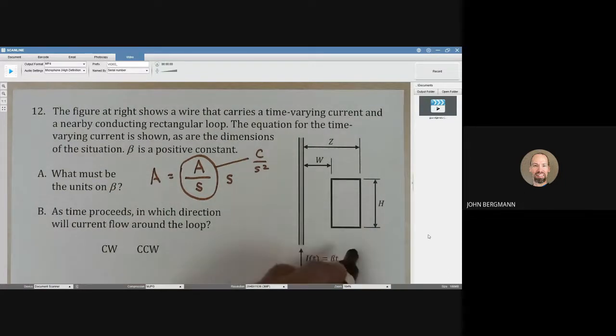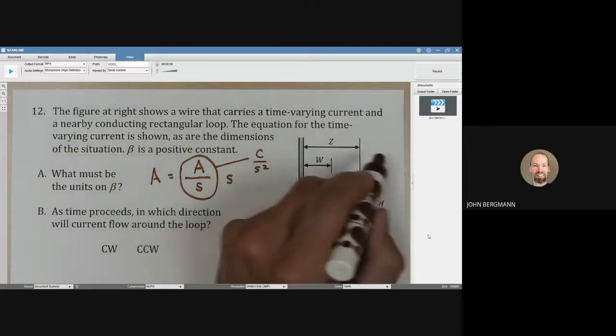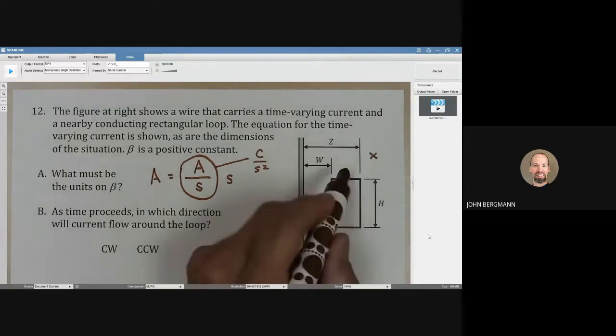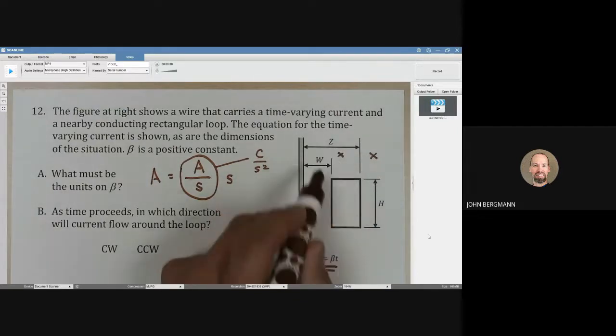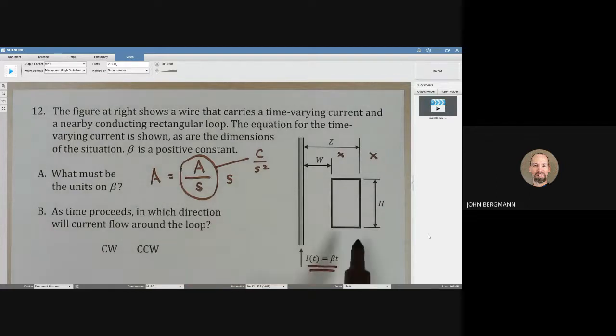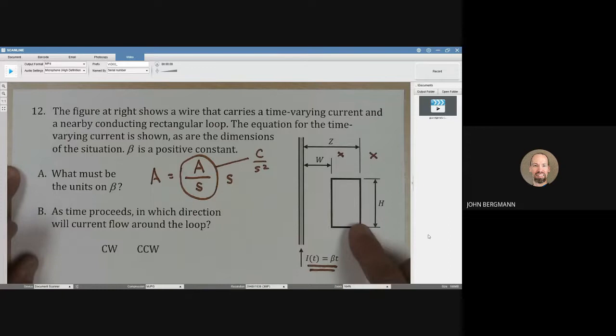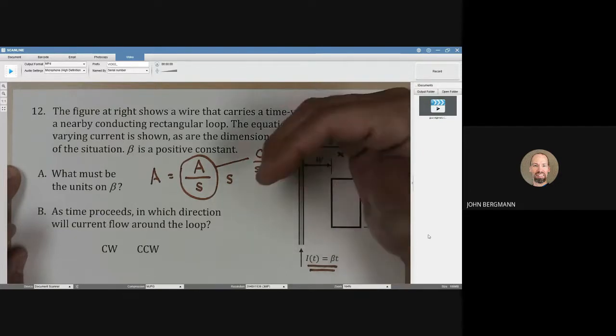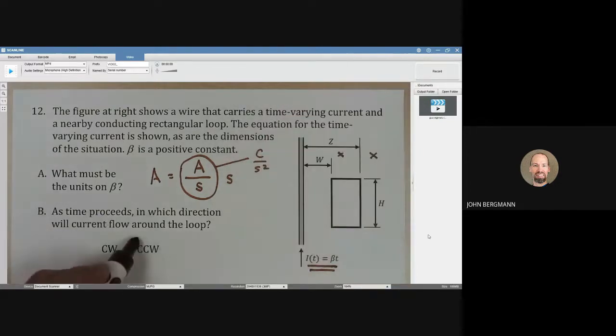The magnetic field on this side of the wire, I'll just draw it over here because I don't want to mess up what's in that drawing. That magnetic field is pointing into the page, and so it is increasing into the page. And Lenz's law says we don't like change, so we're going to fight that increase into the page with our thumb pointing out of the page, and that means we're going to go counterclockwise around this loop.